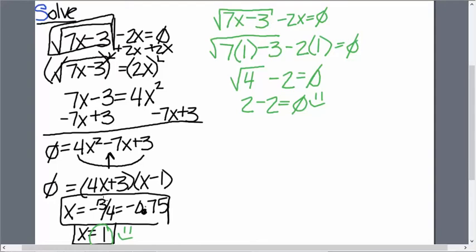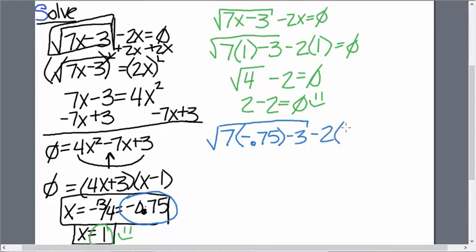So let's take a different color now. Let's plug the other one into the same equation. And I'll do the decimal version because I have a feeling that most of us are going to use decimals. It makes no difference. So the square root of 7 times negative 0.75 minus 3, minus 2 times negative 0.75 equals 0.